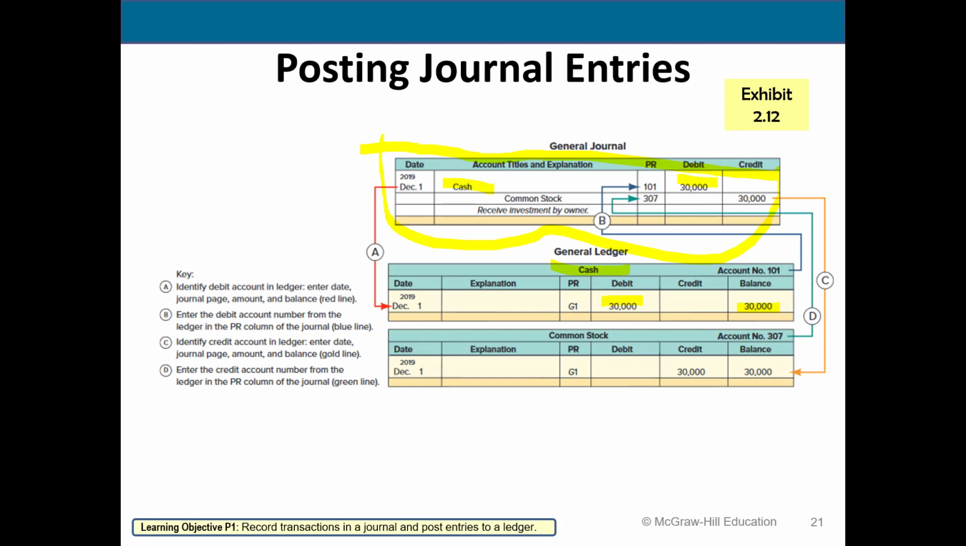Then we have to identify the credit account, which is common stock. So go to the general ledger and find common stock. And here we will credit common stock for 30,000 and also bring the balance forward.